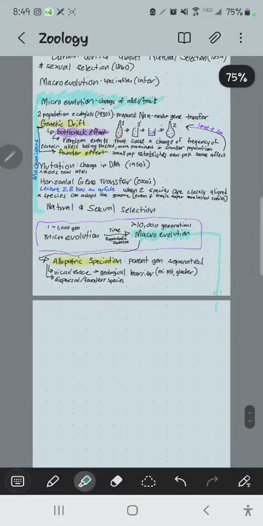We have, it's not so bad today. We're looking at sponges.